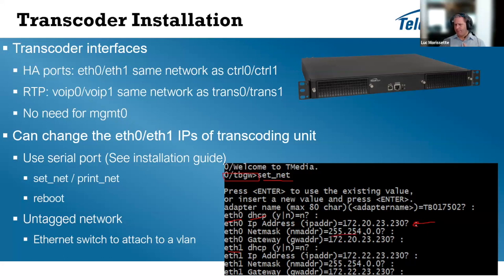By default, I think it's using a very large subnet. So normally we want to use a smaller subnet here. And it's all untagged. All the interfaces here are untagged. If you want to tag those interfaces, you need to configure the Ethernet switch that you connect to and force it to go on a specific VLAN. So all the interfaces on this device are untagged. Once you have done your set_net and set all the IPs that will be used for the control ports, you just need to type reboot, and it will now have these Ethernet ports available. You can verify this with the print_net configuration.